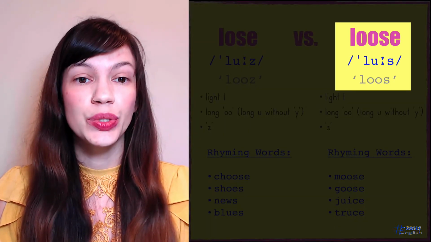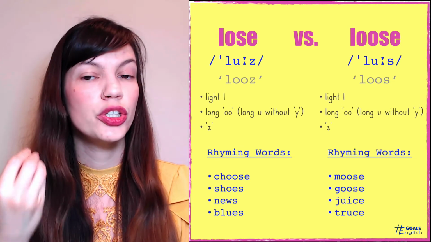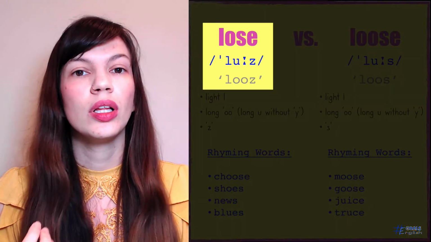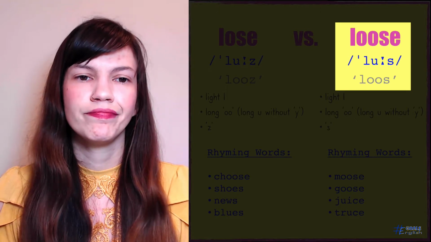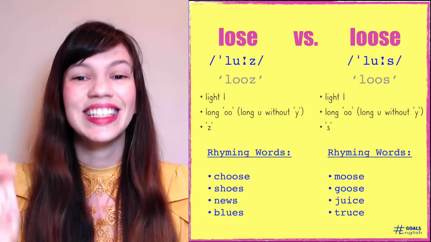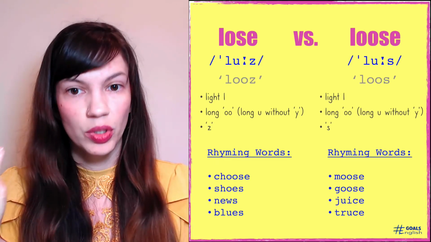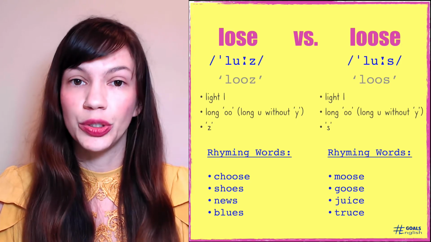When we say loose, actually the vowel is the same sound but it is slightly shorter. Lose, loose, right? Loose. Don't lose your loose shoes. So it's slightly shorter, but the IPA symbol looks the same. So lose with a Z, lose.